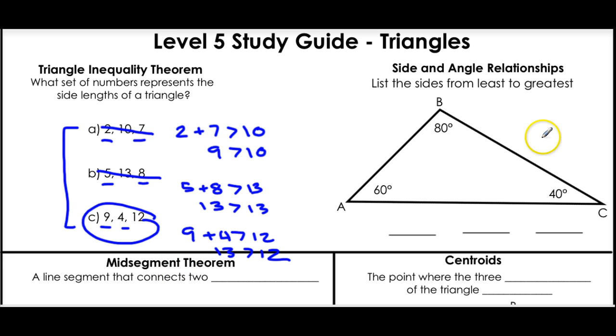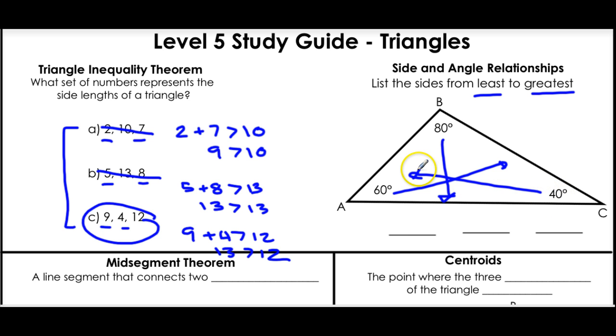Second thing, this is lesson 5.2, the side angle relationships. We want to list the sides from least to greatest, but the only thing given to us is the angle measures. To figure this out, what we need to do is draw these lines. All right, across from B is AC, across from C is AB, and across from A is BC. So we're going to do these least to greatest. Since the smallest angle is 40 degrees, the side we follow this line across must be AB.